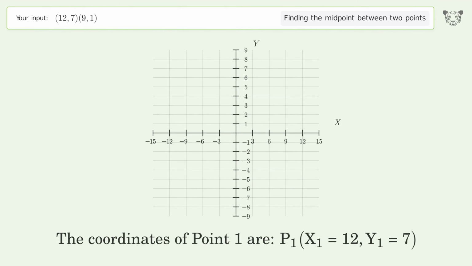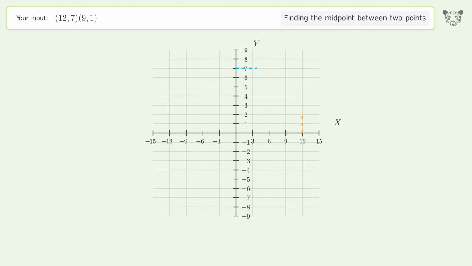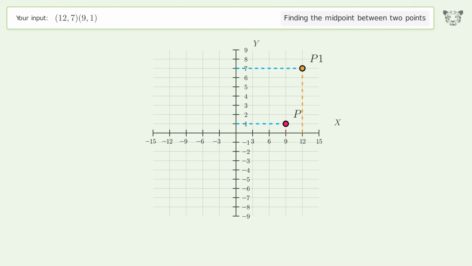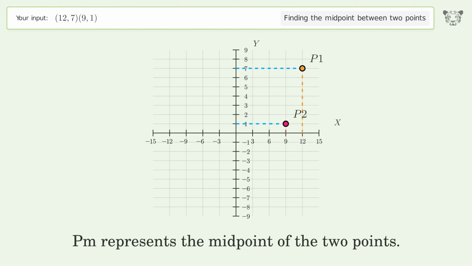The coordinates of point 1 are x1 equals 12, y1 equals 7. The coordinates of point 2 are x2 equals 9, y2 equals 1. PM represents the midpoint of the 2 points.